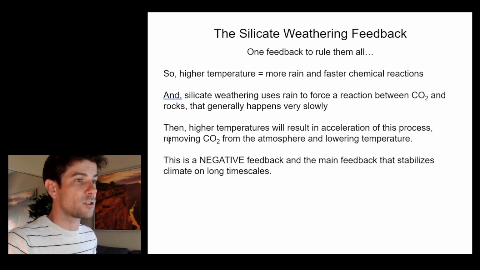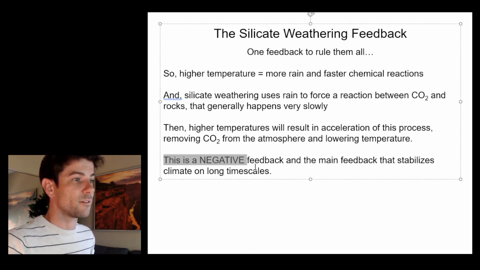Okay, and this process acts to remove CO2 from the atmosphere, lowering temperature. All right, so this is a negative feedback. Okay, higher temperature equals more rain and faster reactions. We're forcing a reaction between CO2 and rocks using rain that usually happens slowly, and it happens faster. So this process takes CO2 out of the atmosphere, and it happens faster when temperatures are higher, driving CO2 down and temperatures down. When it gets colder, this process happens more slowly, right, and allows CO2 to increase.